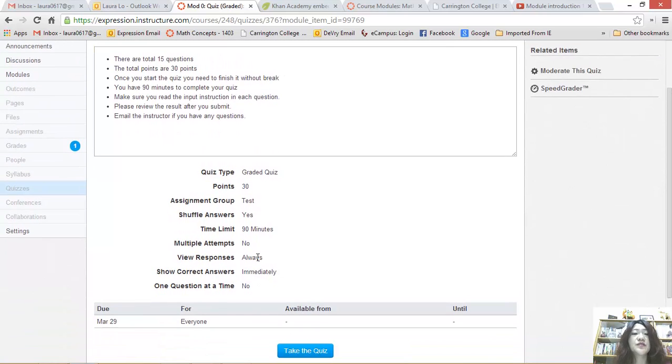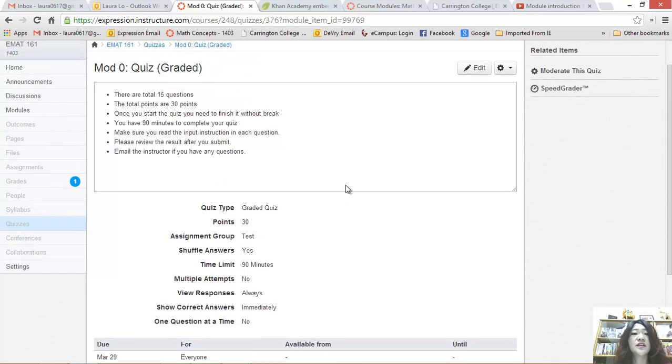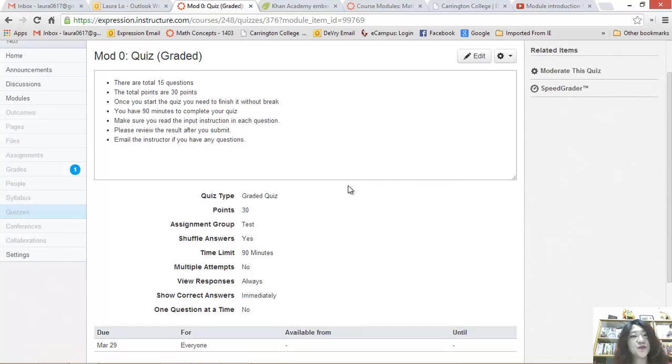Also, most of the time, after you're done, the quiz will be graded automatically. And one thing about the quiz is that you need to work by yourself. You can use a calculator, but you cannot discuss with your classmates or get help from the tutor. But after you submit your quiz, if you don't understand, definitely you can discuss with your classmates and work with the tutor.